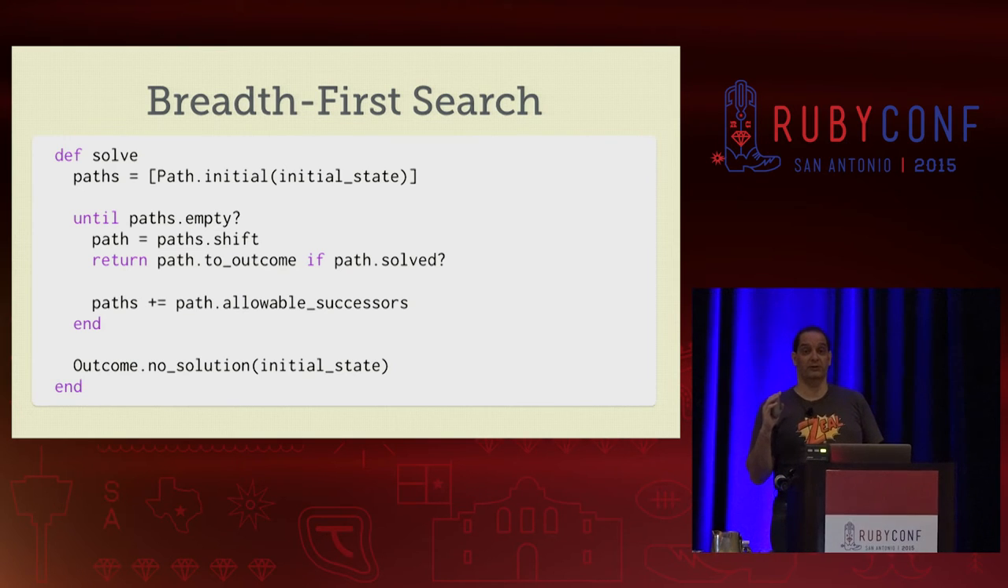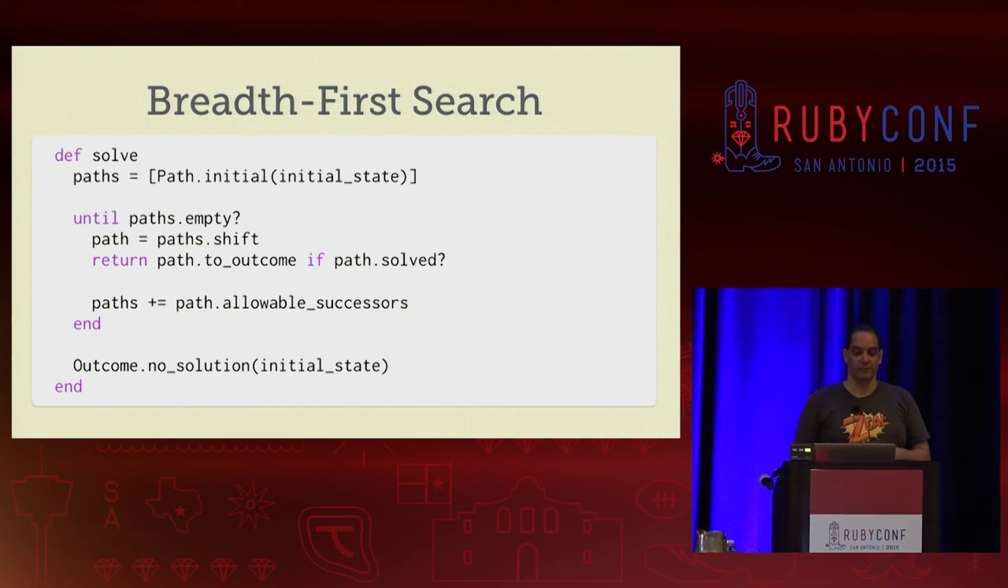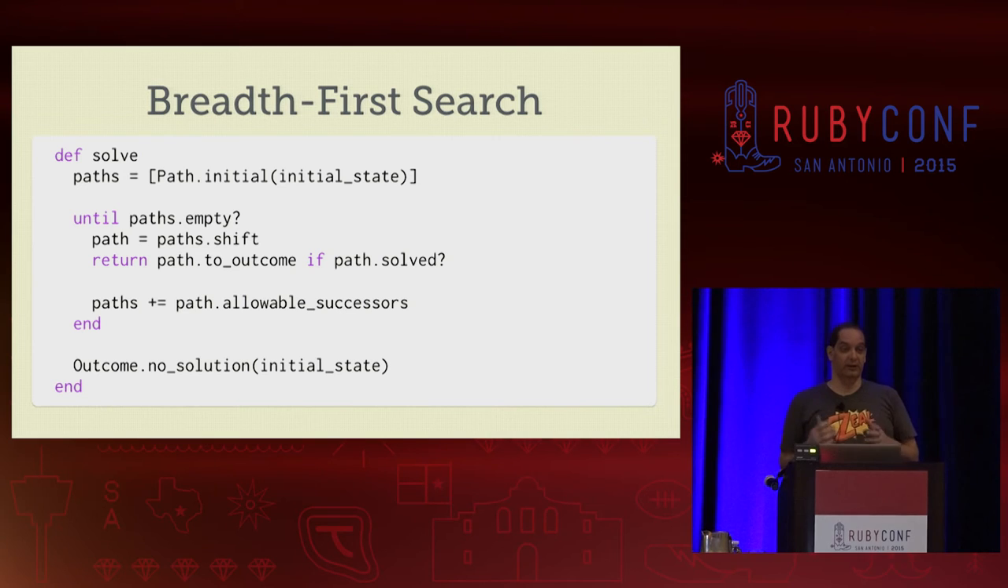Now with breadth-first search, the first solution we find is guaranteed to be the shortest solution, because we've looked at all the one move and the two move and the three move solutions before we get to the four. So the first time you see a four, that's my solution, shortest path. Good to go. And then if that wasn't a solution, then you take all the allowable successors of the path, shovel them onto the end of the queue, and so you'll get to them when you get to them. And then if you get through that loop and there are no paths left to explore and you haven't found a solution, then there's no solution.